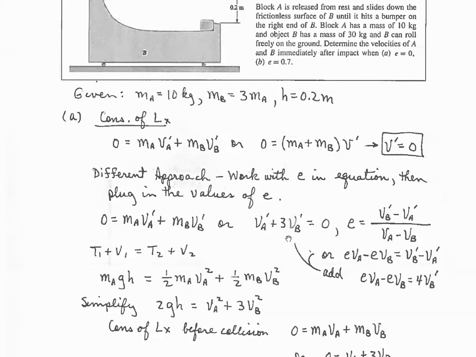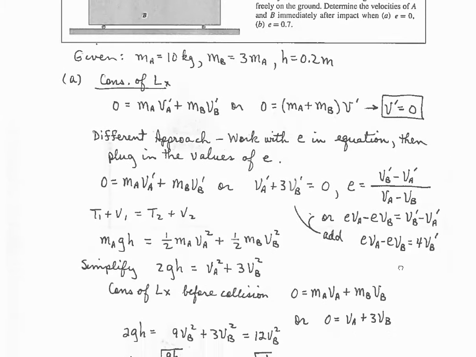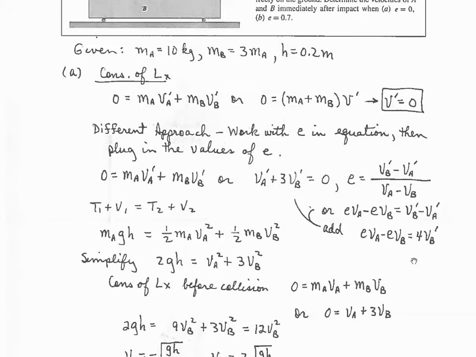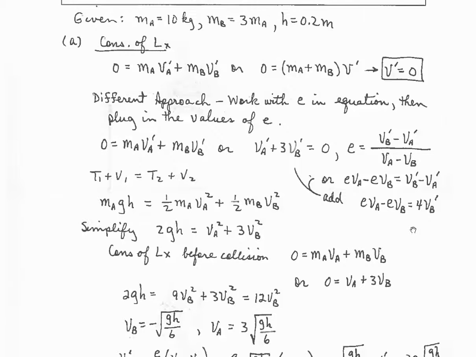From the momentum equation, we can see that v_A prime is equal to negative 3 v_B prime. If we stick that into this equation, we'd have v_B prime minus a minus 3 v_B prime, which makes it plus 3, and we end up with 4 v_B prime. So we have the equation e v_A minus e v_B equals 4 v_B prime.